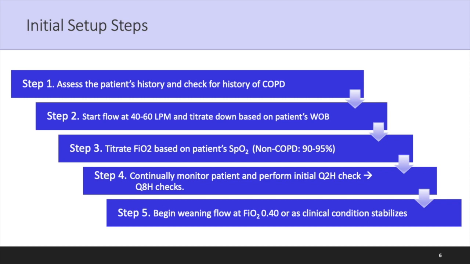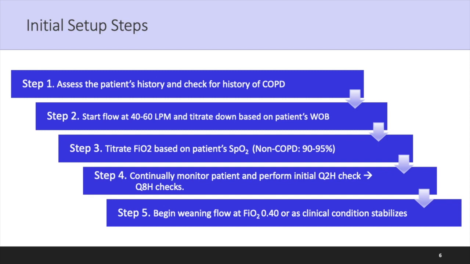But start at the higher flow rates, especially if the patients have a huge work of breathing. If their respiratory rate's high, they have tons of nasal flaring, intercostal indrawing, suprasternal or supraclavicular retractions, just that huge work of breathing, we'll start high on our flow. We can titrate it back later. But that'll allow us to reduce their work of breathing the most, really flush out that CO2 to prevent rebreathing, and help reduce their dyspnea and set our FiO2 more appropriately.